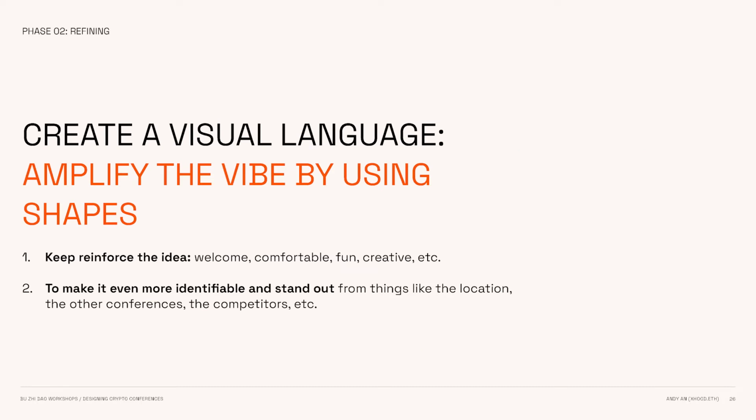Okay, to take the brand to the next level. Now we have the logo, we have the type, we have the color. We try to design a visual language that can tell a better story through different channels. The shapes are what we are using here. The shapes also need to reinforce the idea and the vibe, and also help the brand be even more identifiable and stand out.